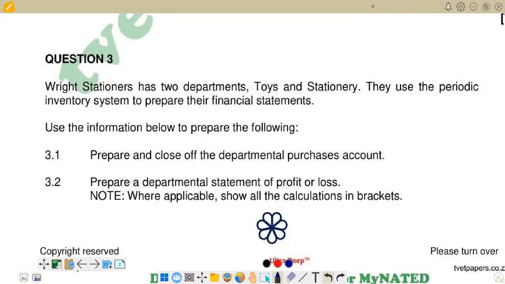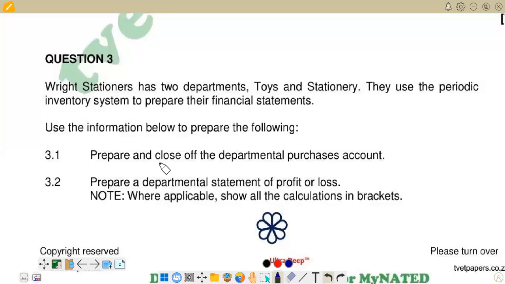Today we want to look at question 3 of the recent question paper, that is November 2023. And of that question paper, we're going to look at the preparation of departmental accounts. So the question reads, write stationers as two departments, toys and stationery, and use the periodic inventory system to prepare the financial statements. Use the information below to prepare the following.